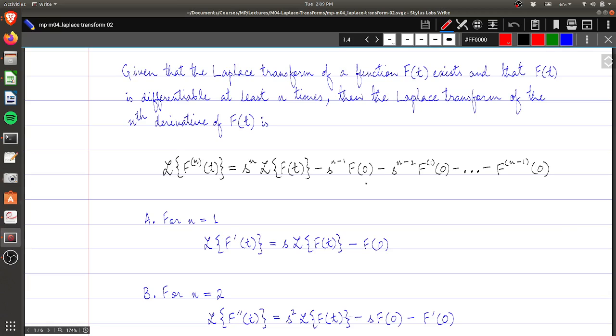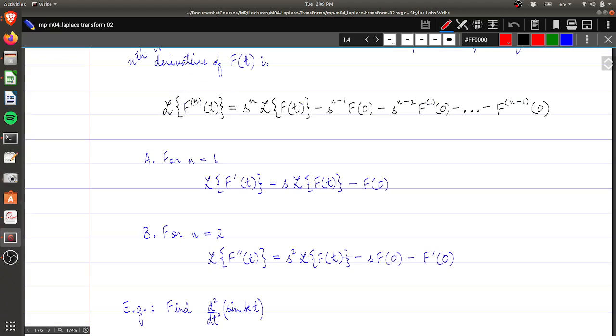Let's say I put n equals 1. For n equals 1, what does this formula become? That means the Laplace transform of the first derivative, f prime. Just apply the formula: n is equal to 1, so s to the power 1, which is simply s, times L of f of t, minus s to the power n minus 1. N minus 1 is 1 minus 1, s to the power 0 is 1. That means we have reached the last term.